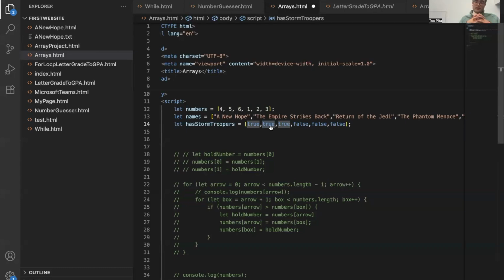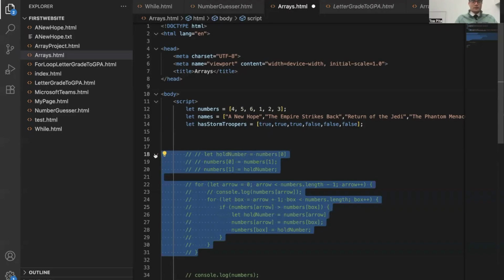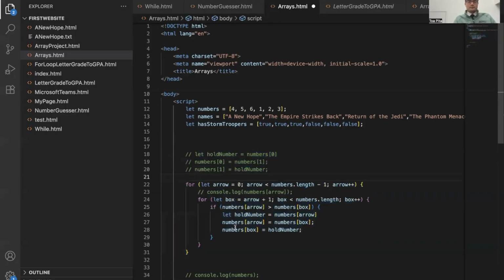There's a small weakness with parallel arrays, and that is that they're not actually glued together. So, for example, if I were to uncomment this bubble sort that we just built, and I were to sort numbers, suddenly this would now be 1, 2, 3, 4, 5, 6. Now it would be saying that A New Hope is episode 1 and that it has stormtroopers. And so now our information is broken and worthless. Broken information is worthless. So what we'd want to do is, if we sort one of these arrays, we'd want to sort all of the arrays.